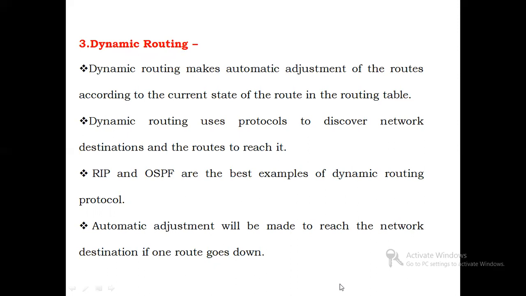Dynamic routing uses protocols to discover network destinations and other routes to reach them. Automatic adjustment will be made to reach the network destination if one route goes down. Whenever one of the routes goes down, even in that case, we'll be able to use dynamic routing. So dynamic routing makes automatic adjustments of the routes according to the current state of the route.